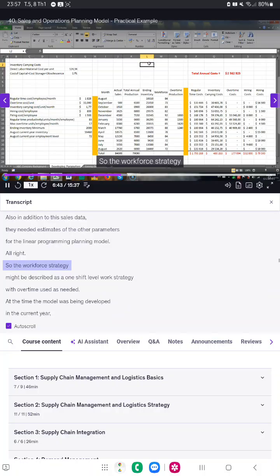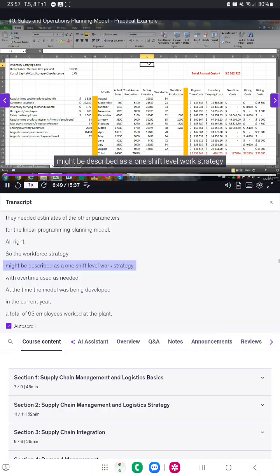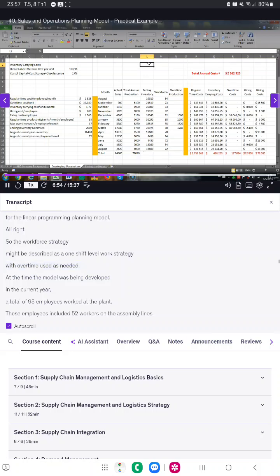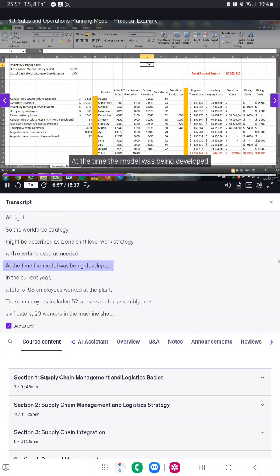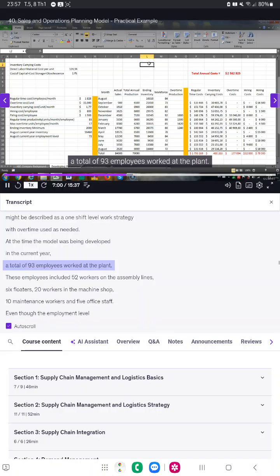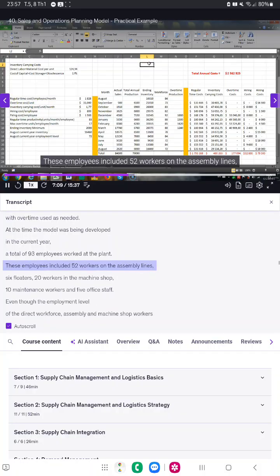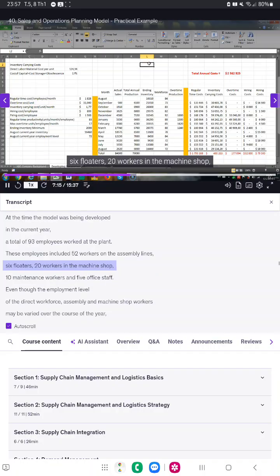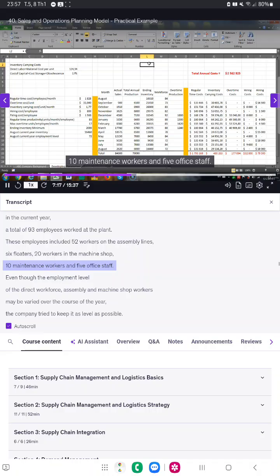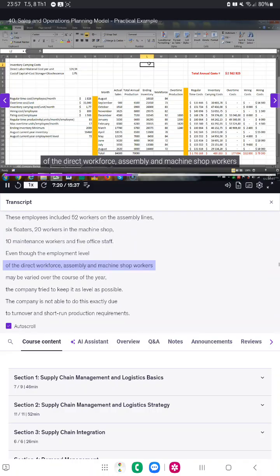The workforce strategy might be described as a one-shift level work strategy with overtime used as needed. At the time the model was being developed in the current year, a total of 93 employees worked at the plant. These employees included 52 workers on the assembly lines, 6 floaters, 20 workers in the machine shop, 10 maintenance workers, and 5 office staff.